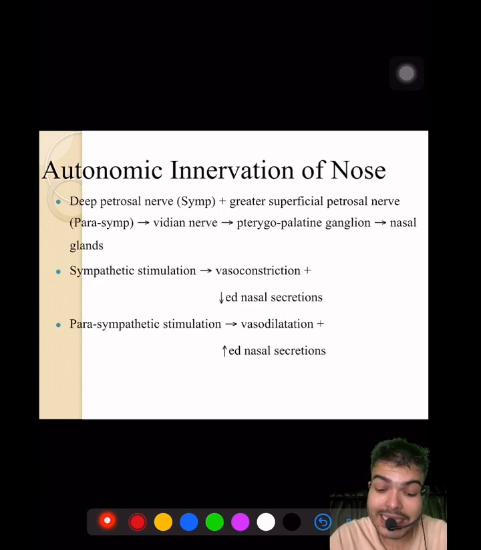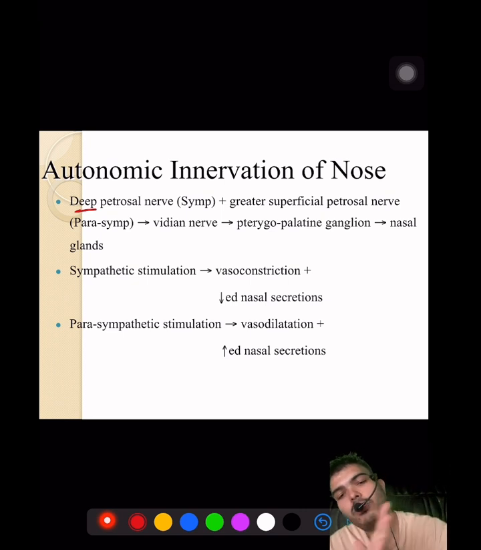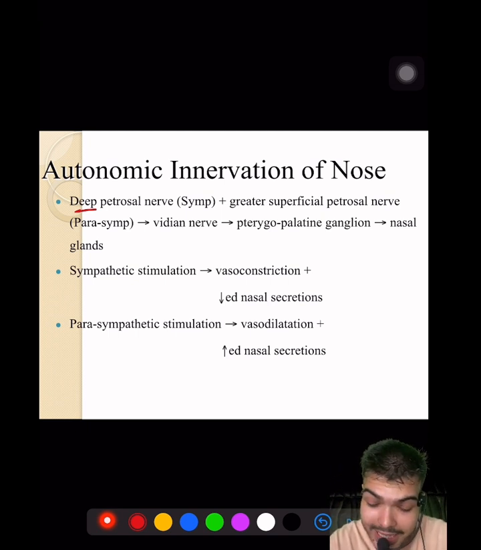Autonomic innervation of the nose: deep petrosal nerve plus greater superficial petrosal nerve. Deep petrosal nerve is sympathetic, greater superficial petrosal nerve is known as parasympathetic. Greater superficial petrosal nerve is parasympathetic, and deep petrosal nerve is sympathetic. Then pterygopalatine ganglion, nasal glands.